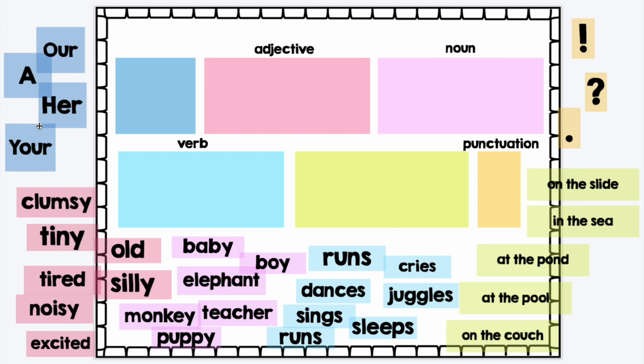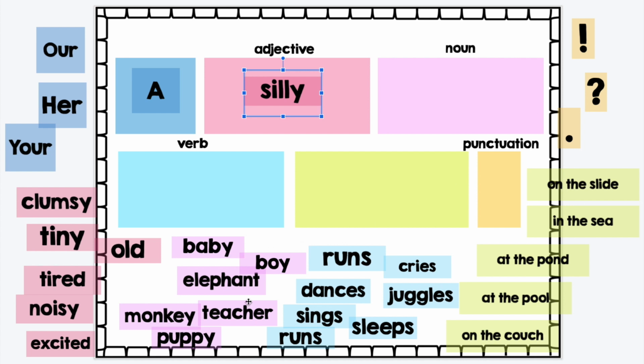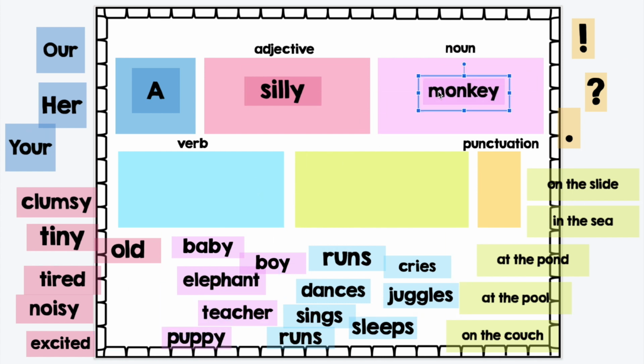So we need a word here to start with. Let's do a. And then we need an adjective, a describing word. So clumsy, tiny, old, noisy, those are all adjectives. Let's choose silly. And then we need a noun. So we've got some examples of noun. We could do baby, boy, elephant, teacher. Let's do monkey. A silly monkey.